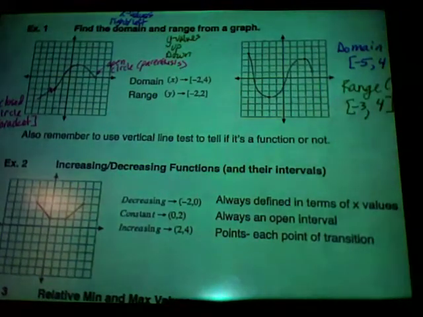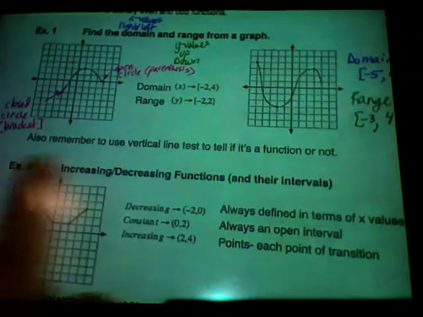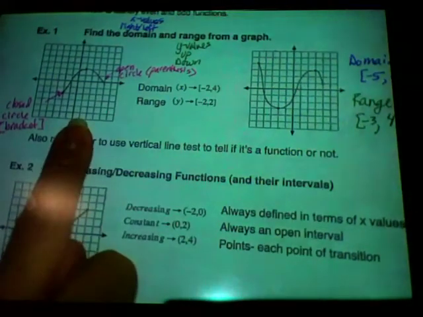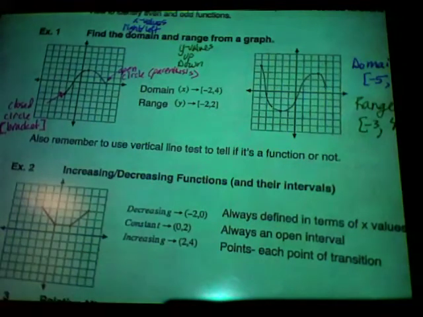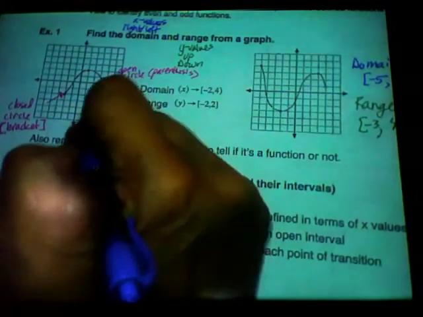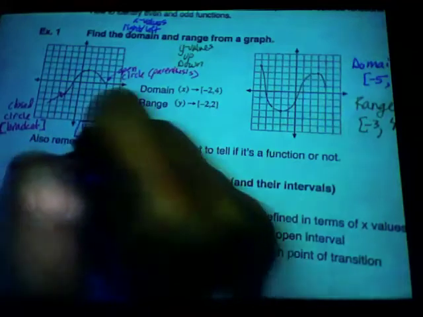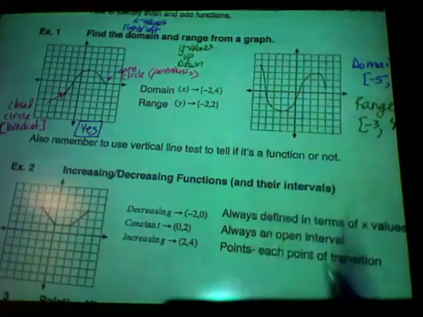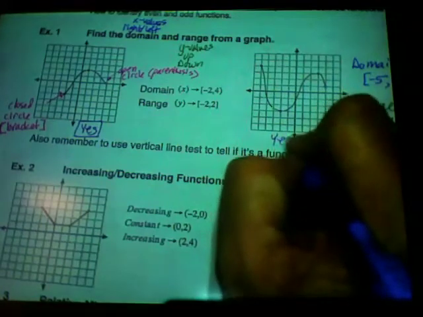Oh, we didn't talk about seeing whether these are functions. So remember to use the vertical line test to tell if it's a function or not. Is this one a function? Yes. So this is, yes, a function. What about this one? There's no place that I put a vertical line that it passes more than once. So this is a function.